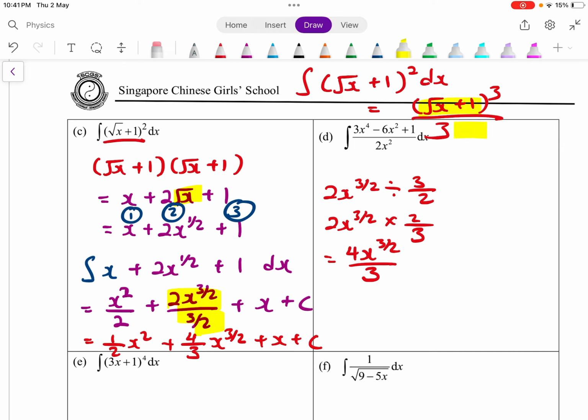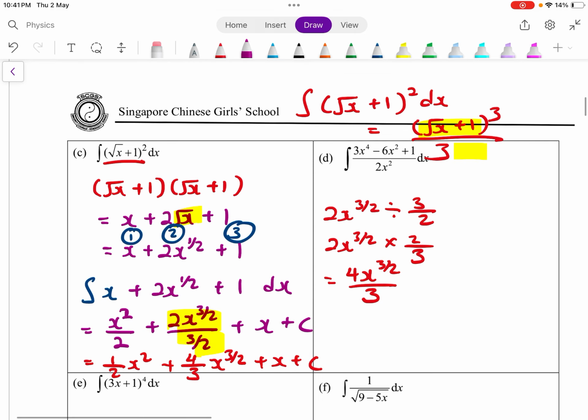We can't do this because apparently the inside of the bracket is not linear. You can see there's x to the power of half, so we cannot use this method. This method is only for linear. For example, we can only use this method if I see 2x plus 1 to the power of 5. Then you can use this method, because the inside of this bracket is linear. So that is how we do part C.